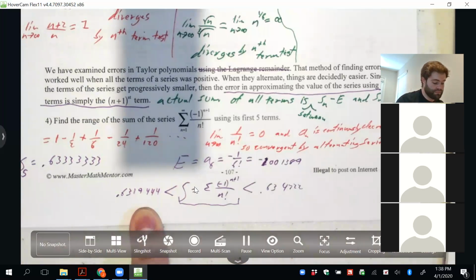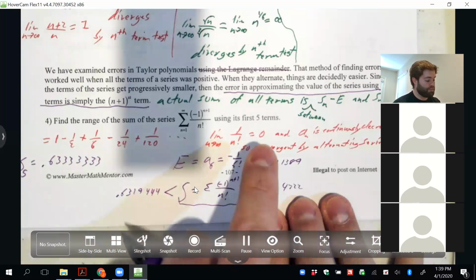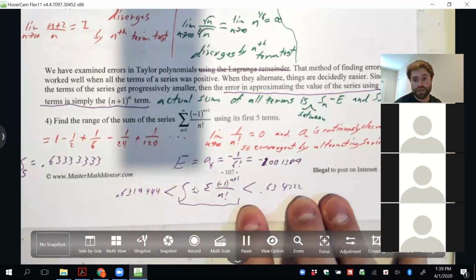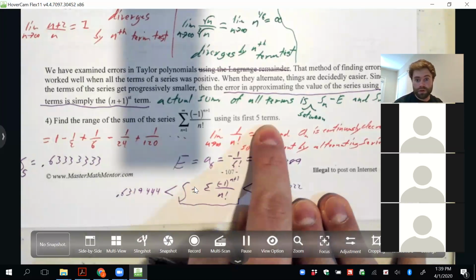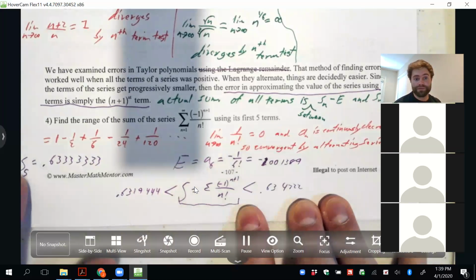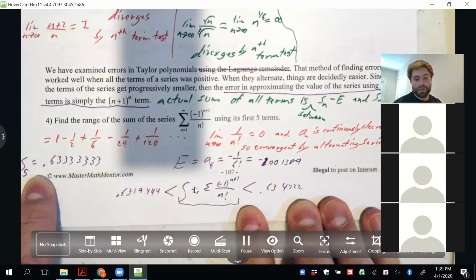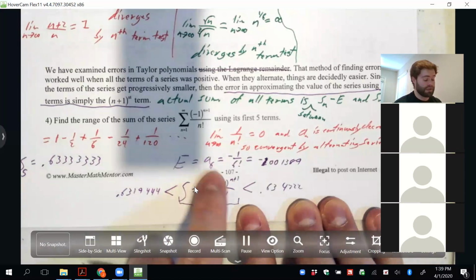How do you decide which term is your error again? You would usually be told what to use for your partial sum. Oh, okay. The error is just the next term in the sequence. So we were told to use 5 terms. So our partial sum was going to be S sub 5, the summation of the first 5 terms. And then the error is just the next term in the sequence. So the error was just the 6th term in the sequence.